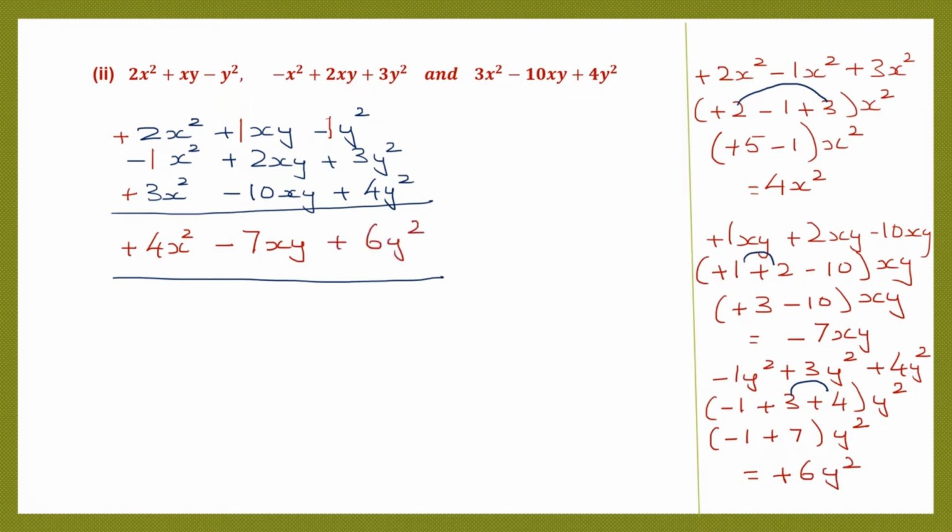So what is our answer? Plus 4x square minus 7xy plus 6y square.